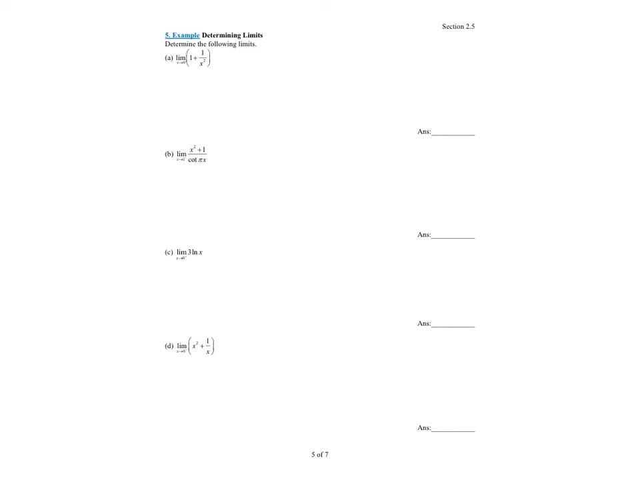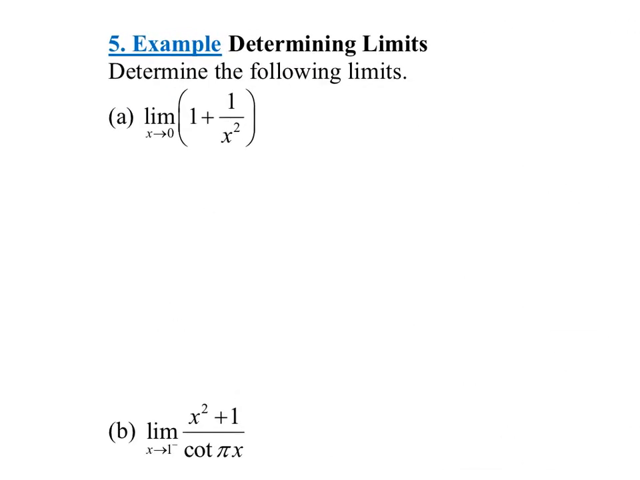Okay, so let's use that last property to evaluate the following limits. It says, what's the limit as x approaches 0 of 1 plus 1 over x squared? So we need to think about here as we're getting closer and closer to 0. So what's happening to x squared? Well, x squared would be getting closer and closer to 0. So if x squared is getting closer and closer to 0, let's start thinking about fractions.